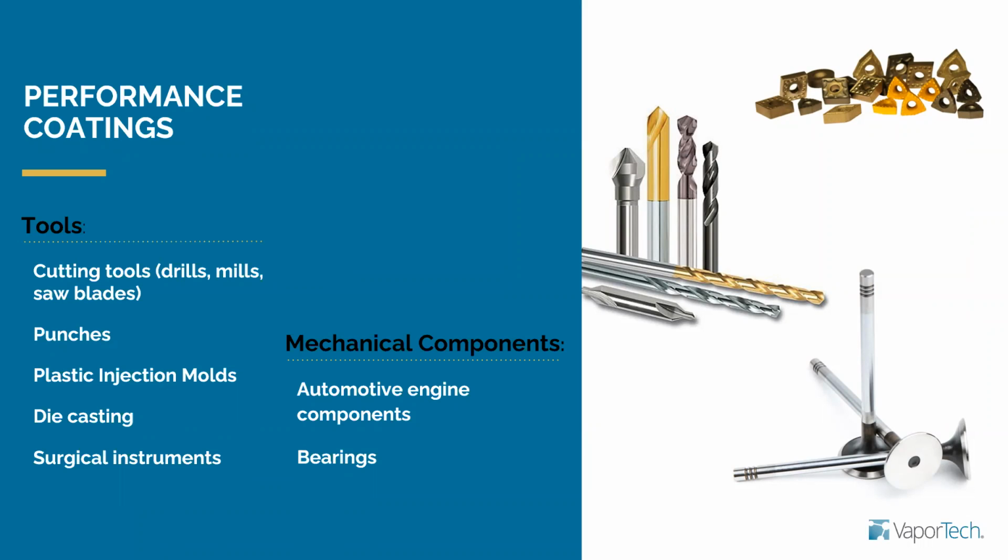Mechanical components, the ones that are more easily identifiable are automotive engine components, but also transmission, and so we use coatings in bearings, right? Whenever you have friction due to sliding of two components against each other, if you can apply a coating there that either has a low friction coefficient or has high hardness or has both, you're gaining on the performance of that particular component.